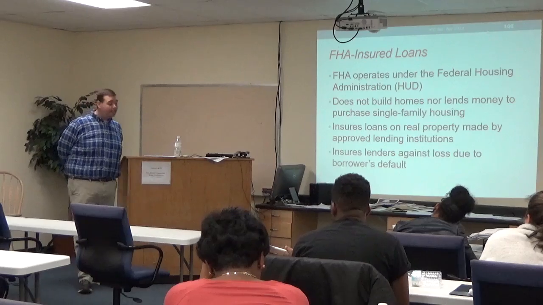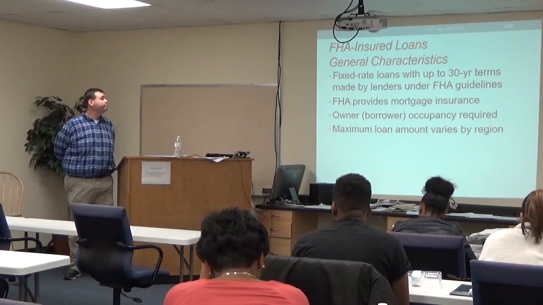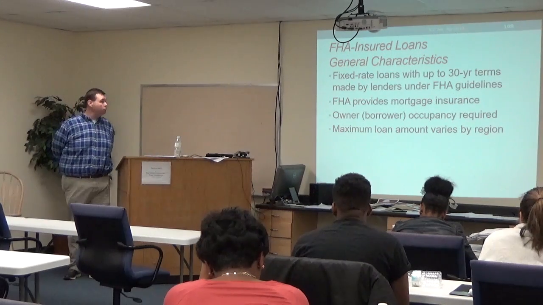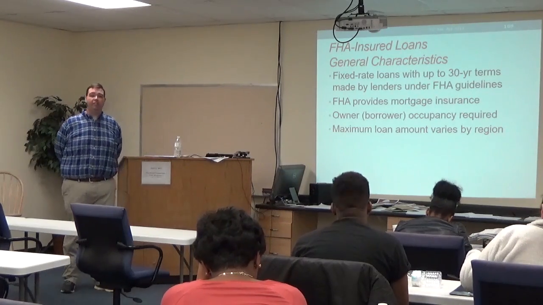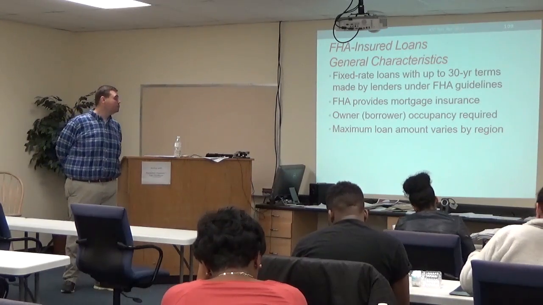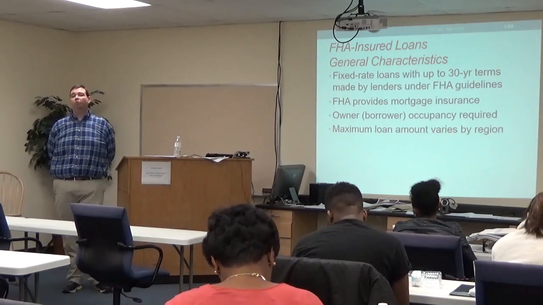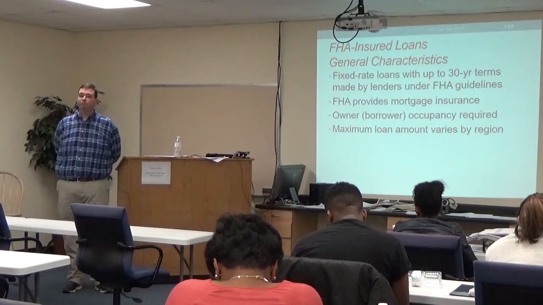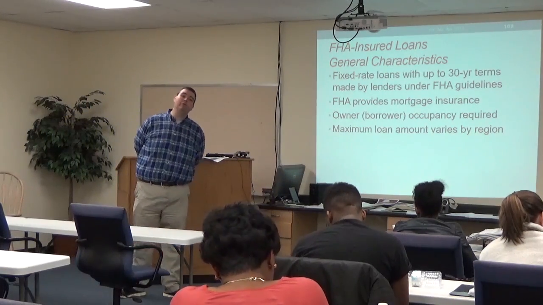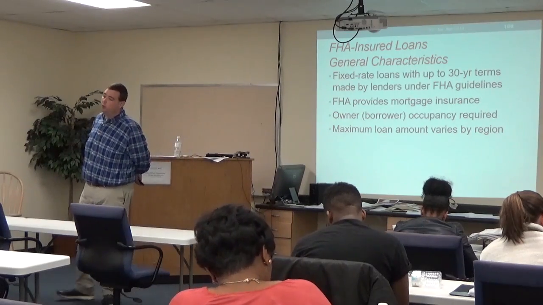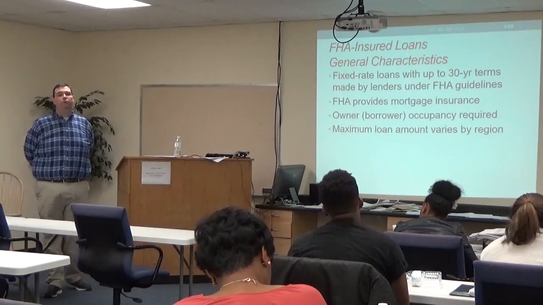The government does not make these loans. They simply insure them. They're always fixed rate loans. They're generally always 30-year terms, though you can do a 15-year FHA. They require you to live in the property. You cannot do an FHA loan on an investment property. And that maximum loan amount is the amount we talked about, that conforming amount. Here it's $417,000. And that'll probably change when the census comes around in 2020.